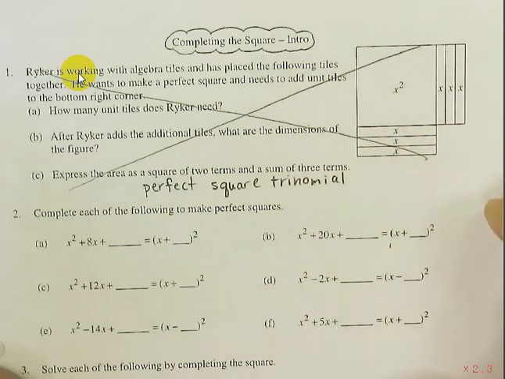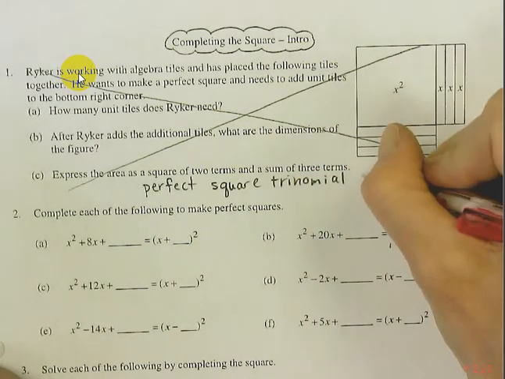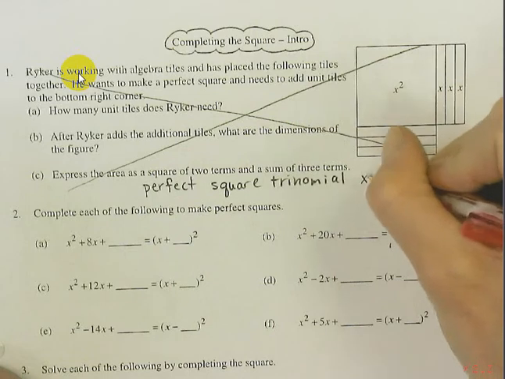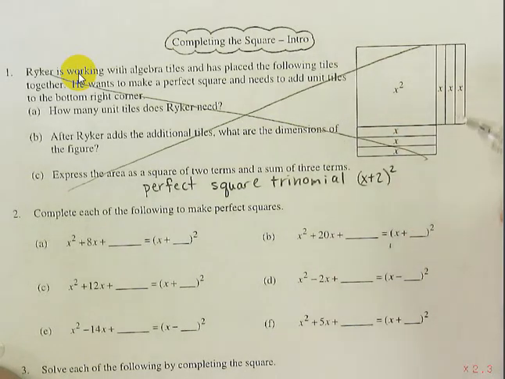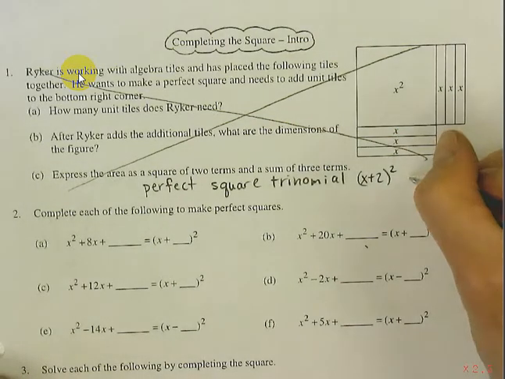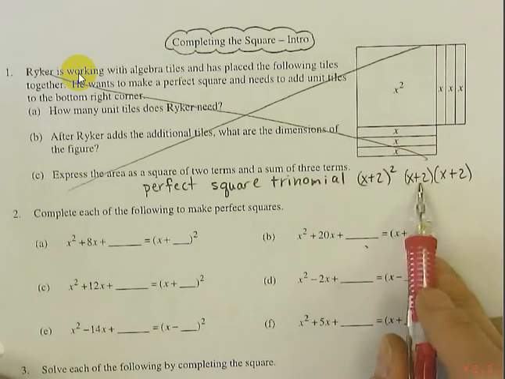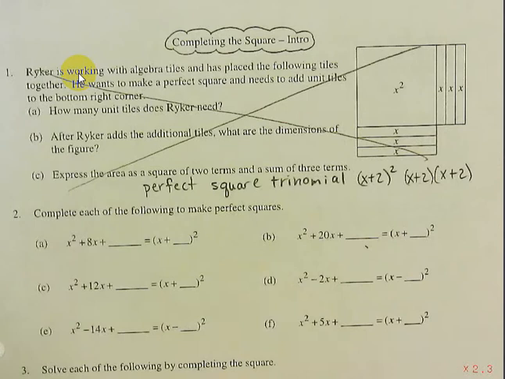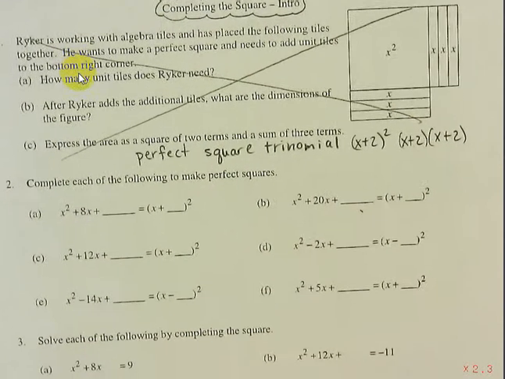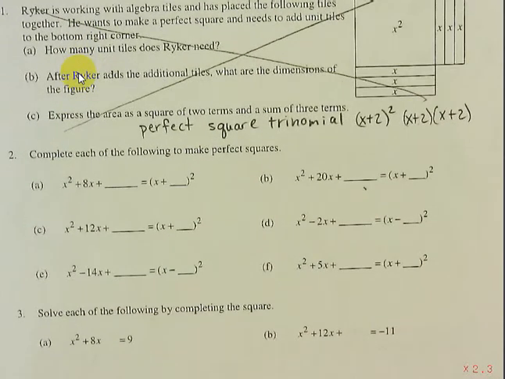is something in the form of, for example, x plus 2 quantity squared. We want to be able to write something so that it is a binomial times itself. Remember, that's what x plus 2 squared means. It's x plus 2 times x plus 2. So how do we do that? Well, it's kind of a process or a formula you want to memorize.